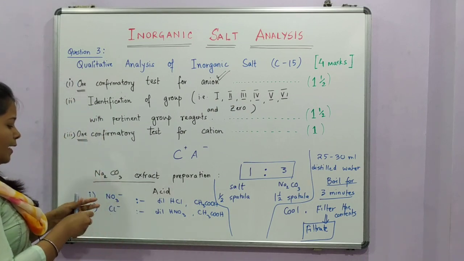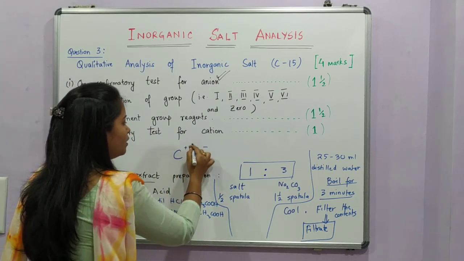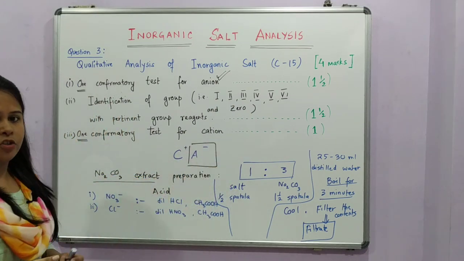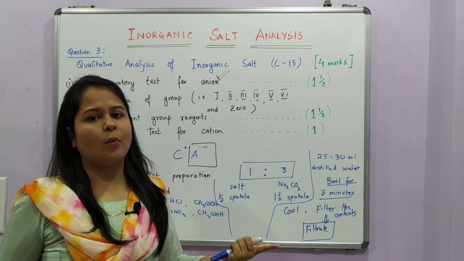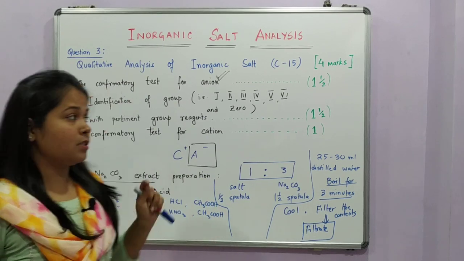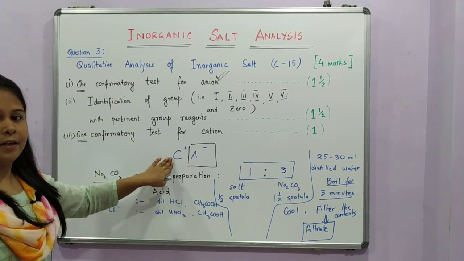Now, my anion is detected with the help of this sodium carbonate extract, correct? Now my anion is known. We just have one anion and one cation for our board practicals. Now we are left with the cation.